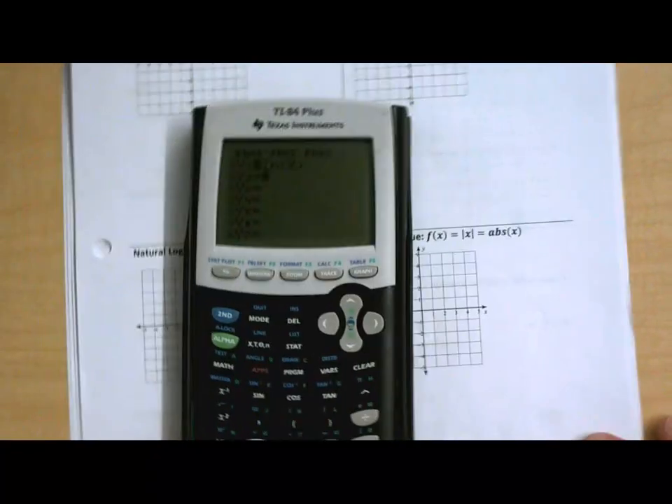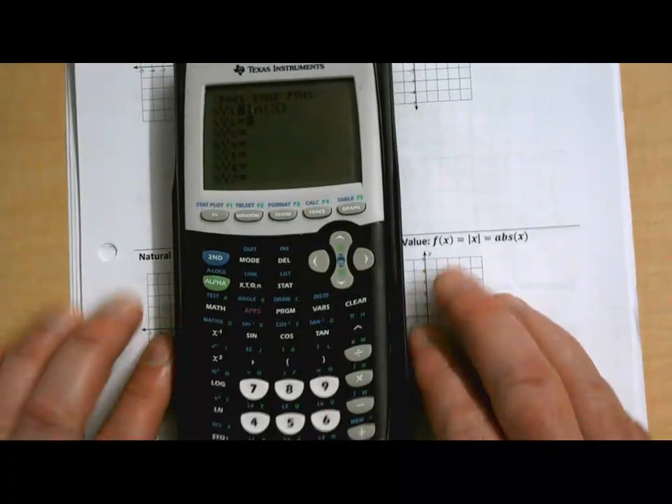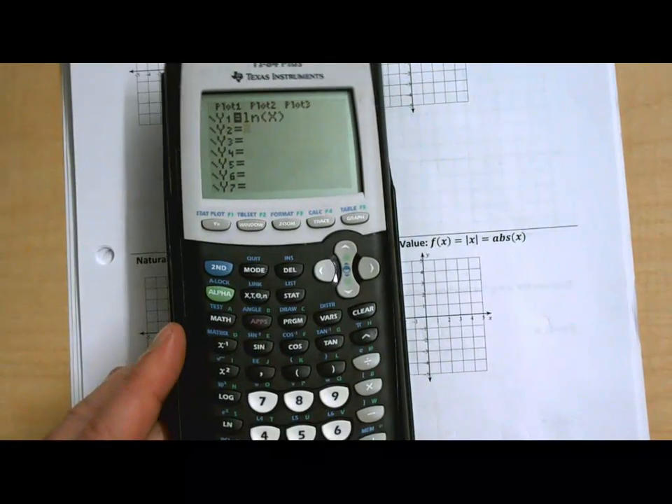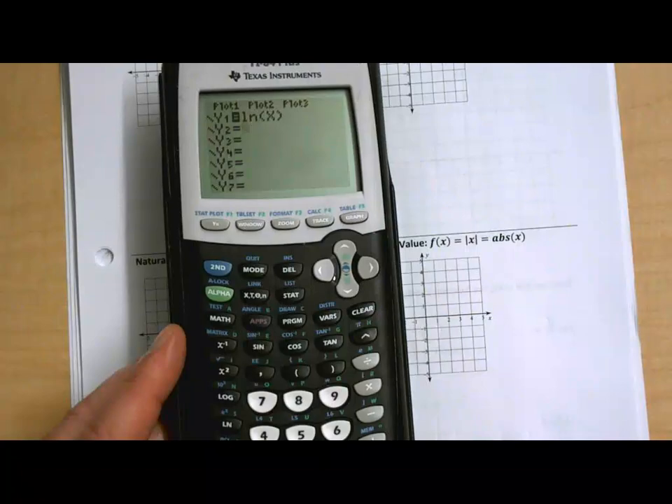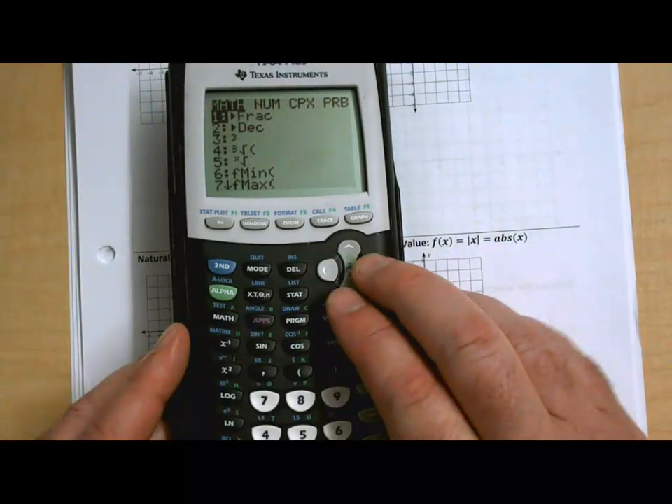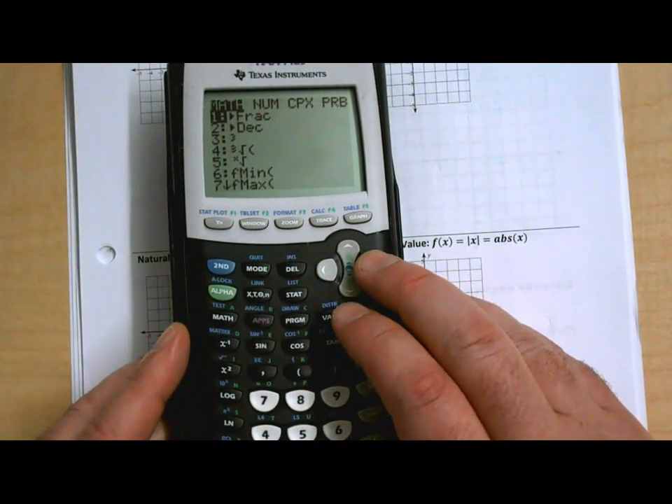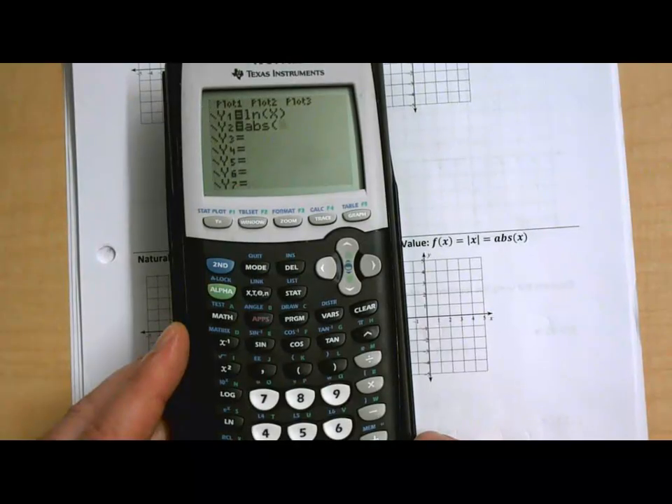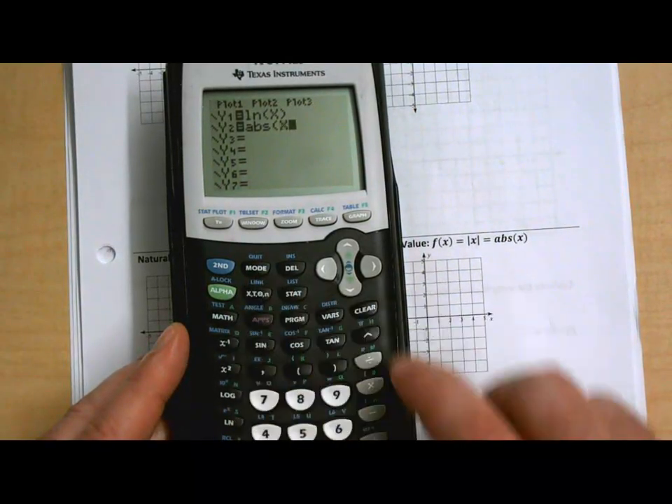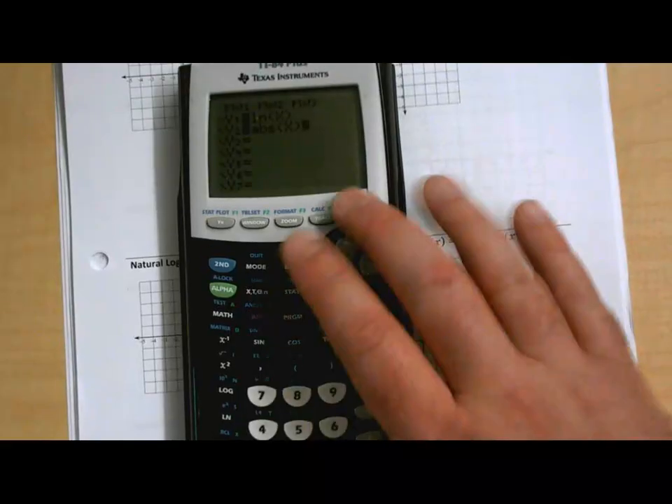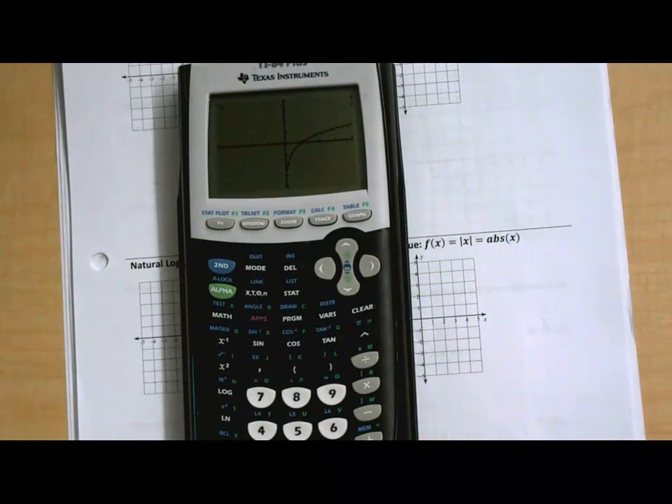So you guys all know what an absolute value graph looks like by now, I hope. But if you have to graph some wacky absolute value graphs that have different transformations in them, you can find absolute under the math button. Arrow your right arrow over to the number category, and it's the first option at the top, ABS. And then you can type in whatever you're taking the absolute value of inside of parentheses. All right. So there's my natural log function, and there's my absolute value function.